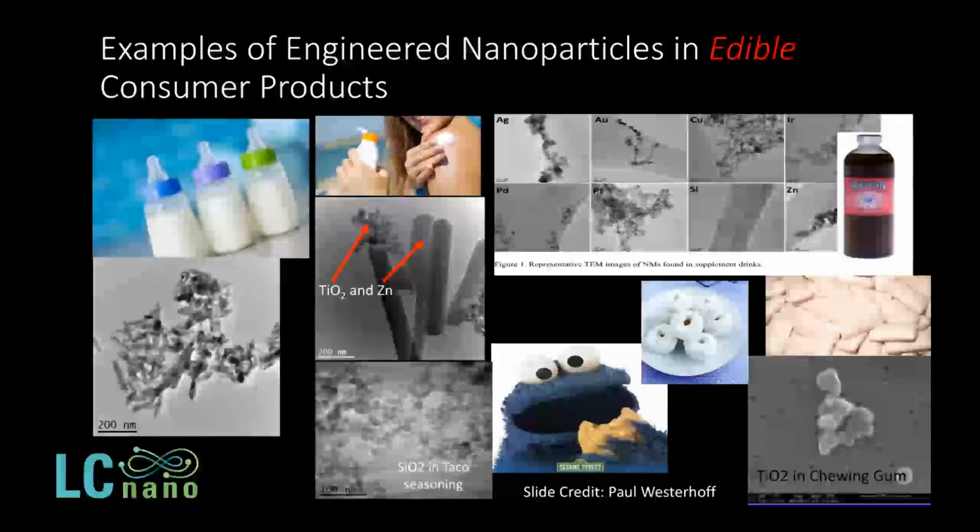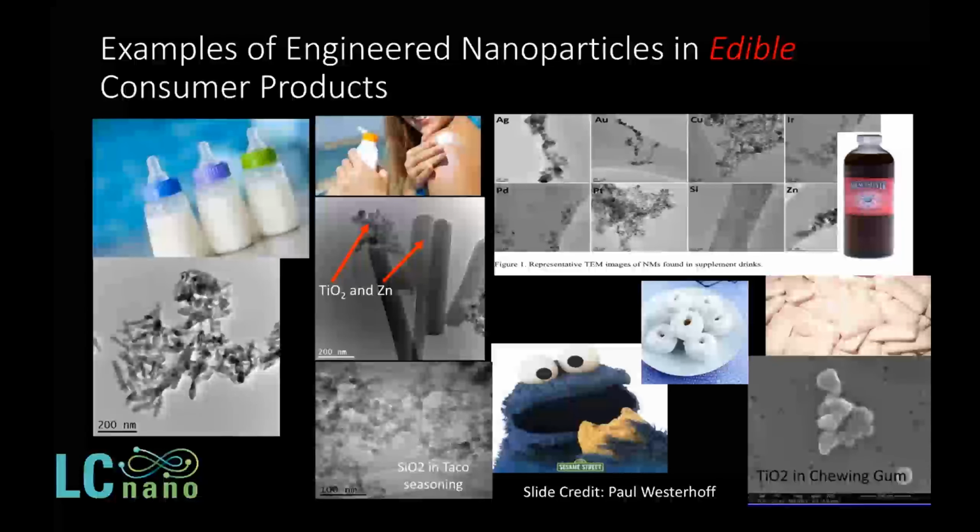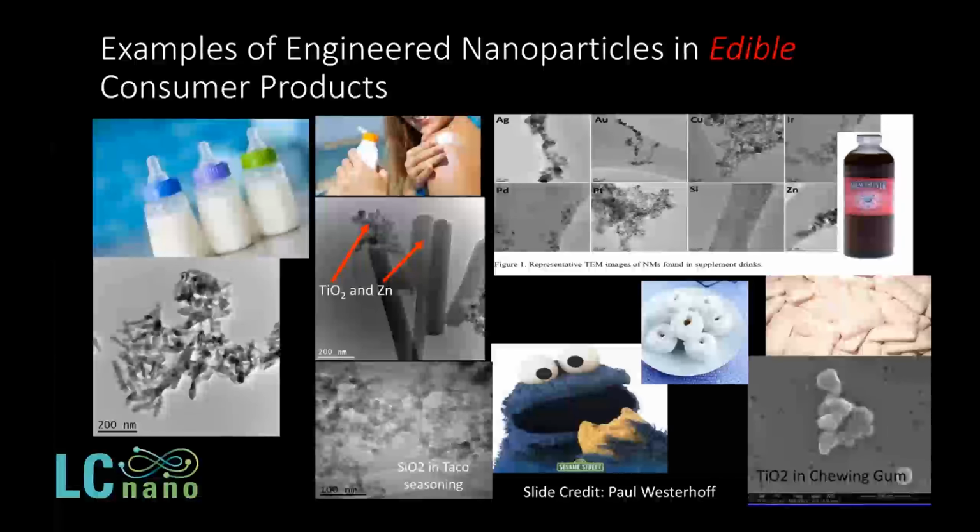Nanoparticles are in all kinds of things that we eat, and they're also in sunscreens. This stuff becomes bioavailable and can be transferred among the organs in the body.